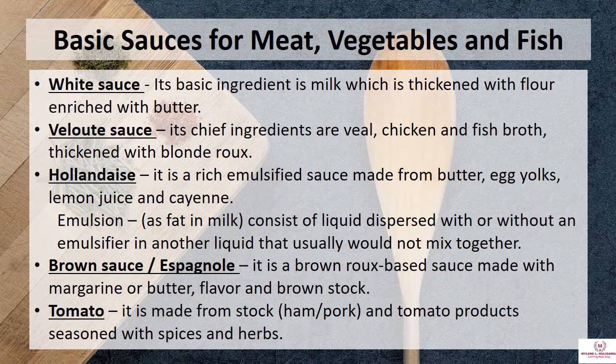Basic sauces for meat, vegetables, and fish. White sauce. Its basic ingredient is milk, which is thickened with flour and rich with butter. Velouté sauce. Its chief ingredients are veal, chicken, or fish broth thickened with blonde roux. Hollandaise. It is a rich, emulsified sauce made from butter, egg yolks, lemon juice, and cayenne.